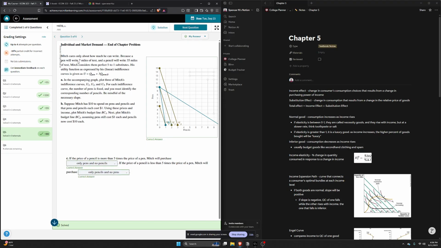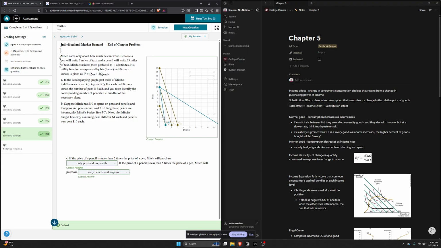This one, you can see that pens will write, they're perfect substitutes. You know that because the utility curves are straight. But he considers pens to be 1/5 that of pencils. So pencils are 5 times better than pens in his mind.